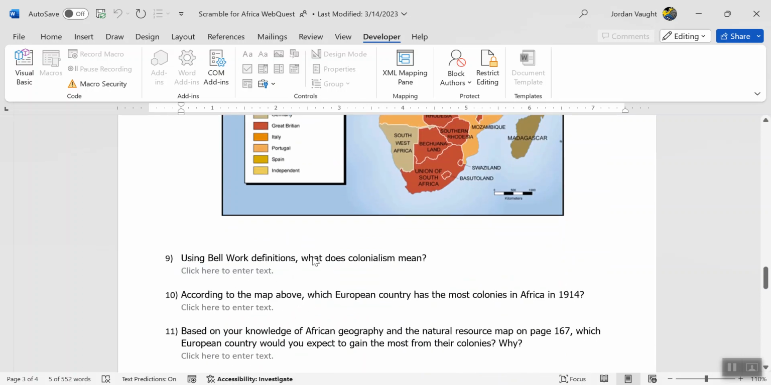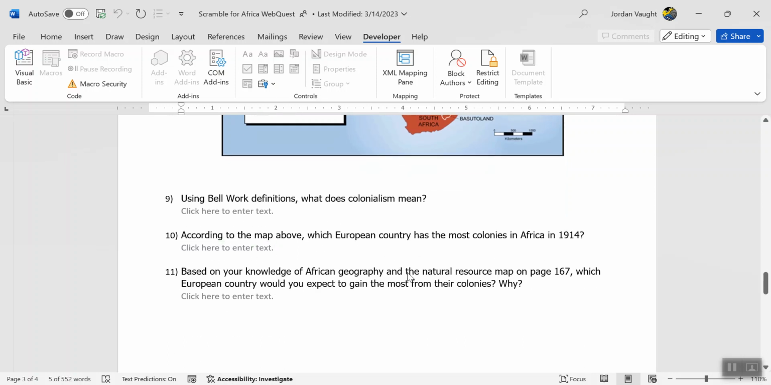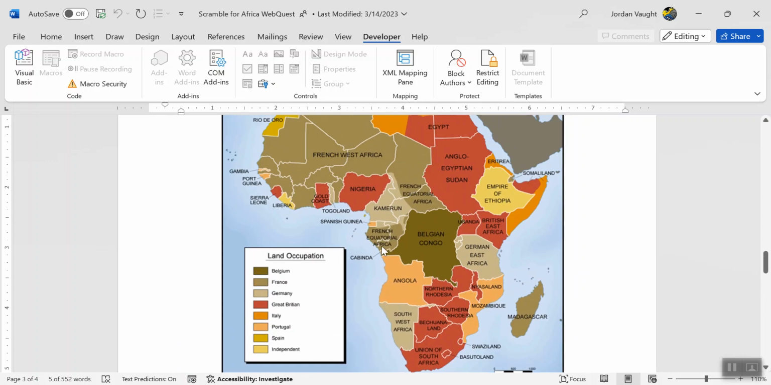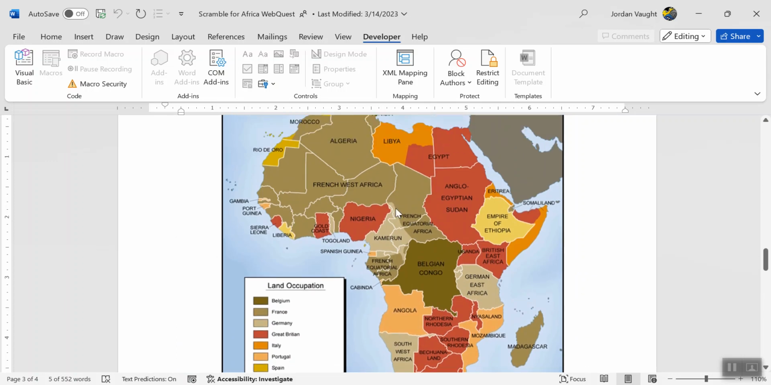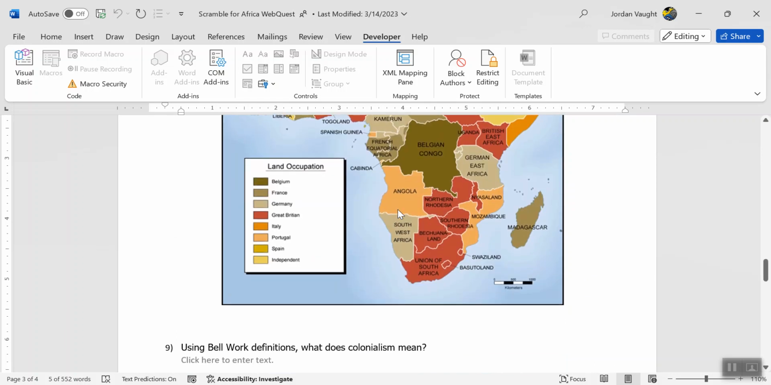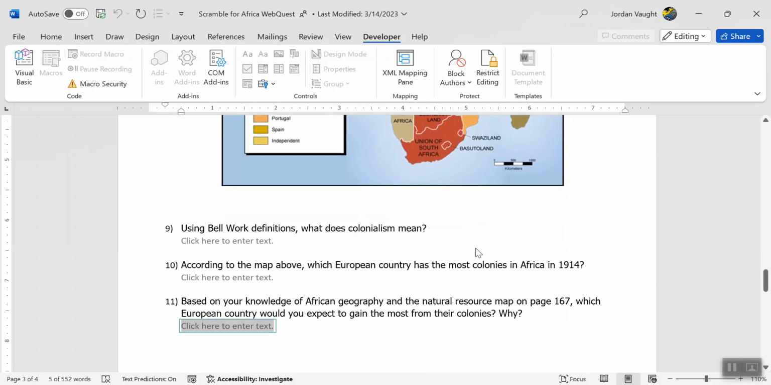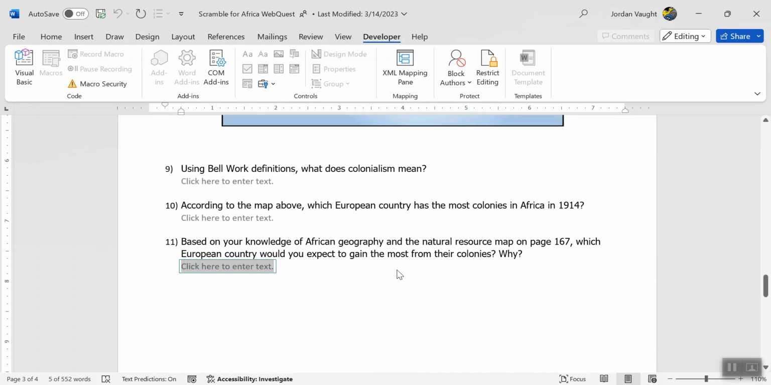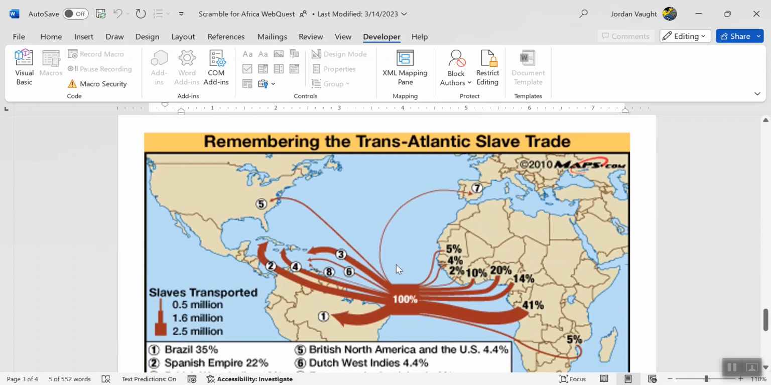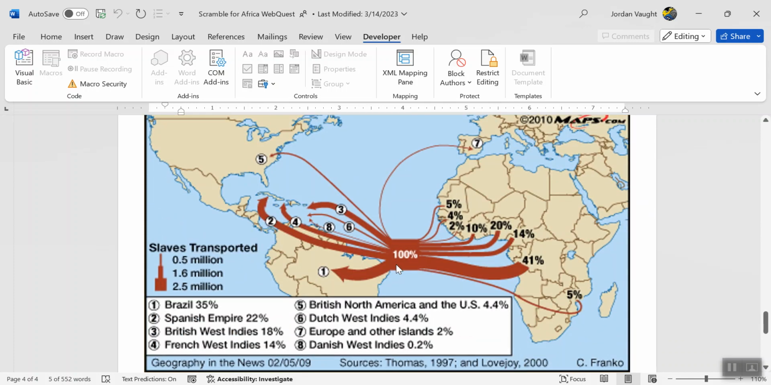All right, using the Bellwork definition of colonialism. That's why it's your Bellwork word this week. Okay, use the map above, and then based off your knowledge, you will have to use my book. So on page 167, there is a map of natural resources of Africa. Use that map to tell me which region had the most, so basically which European country got the best deal out of this one. So look at that map in my book on page 167, and then just kind of explain your answer.